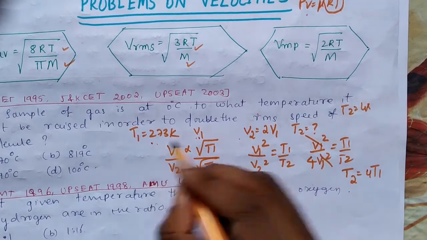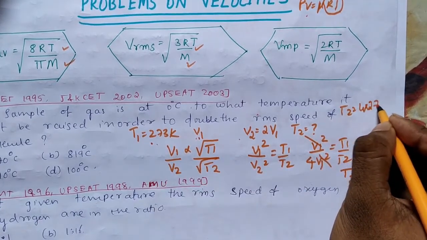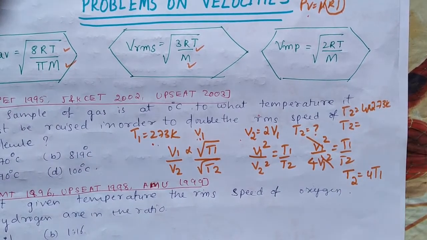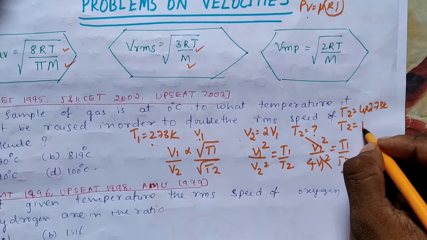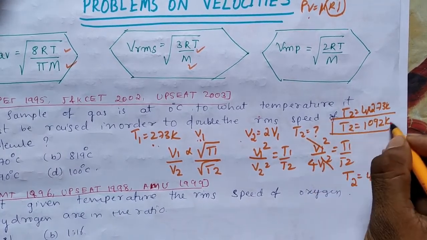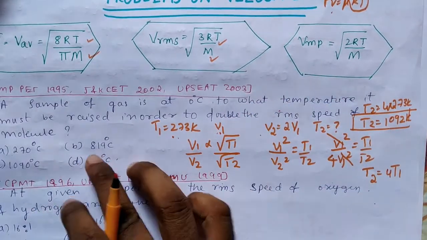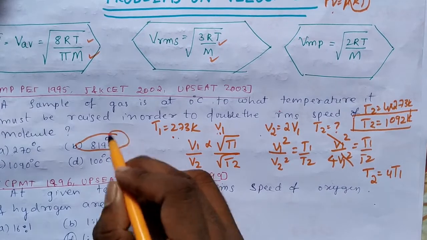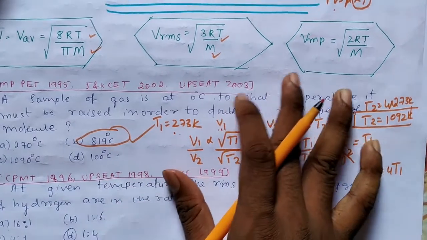T1 is 0 degree Celsius or 273 Kelvin. So T2 will be around how much? Around 1092 Kelvin. But all the options are in degree Celsius. 1092 Kelvin means how many degree Celsius? It has to be 819. Your option is option B.